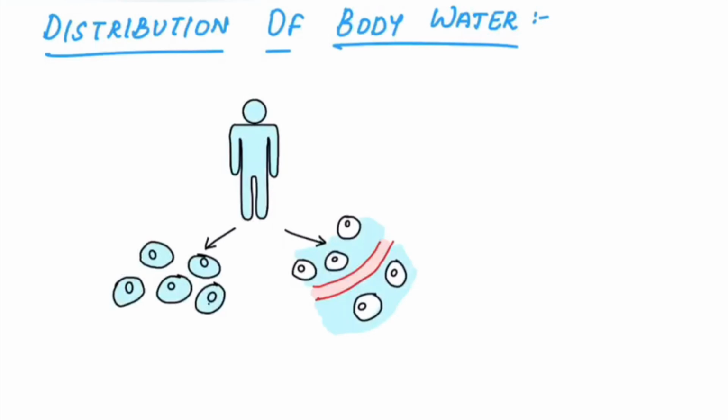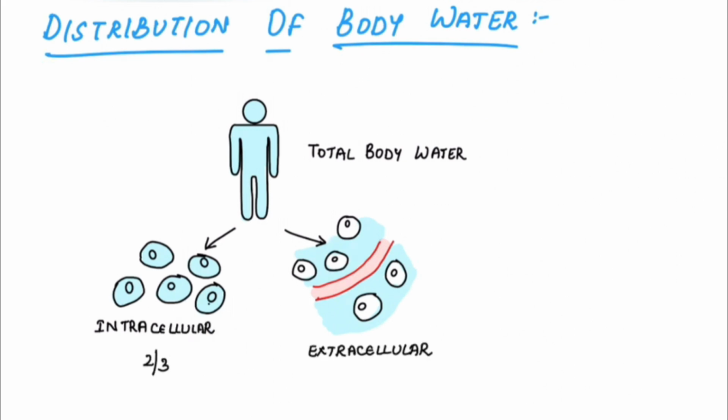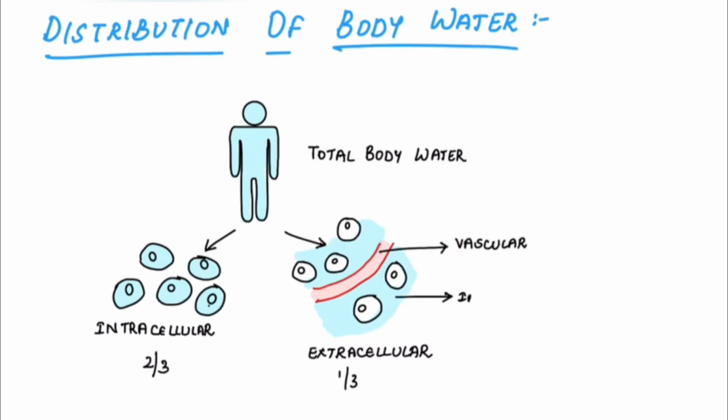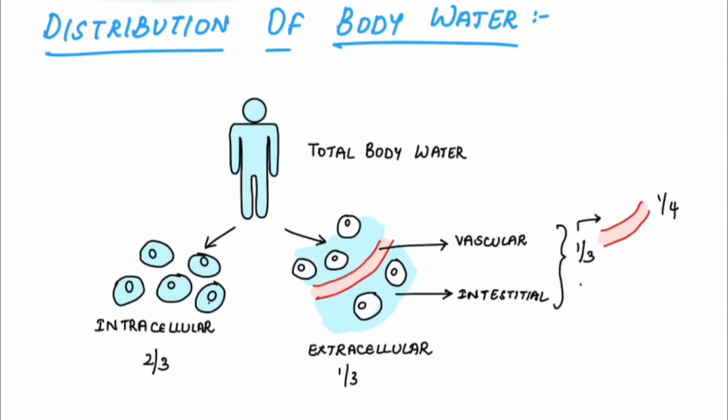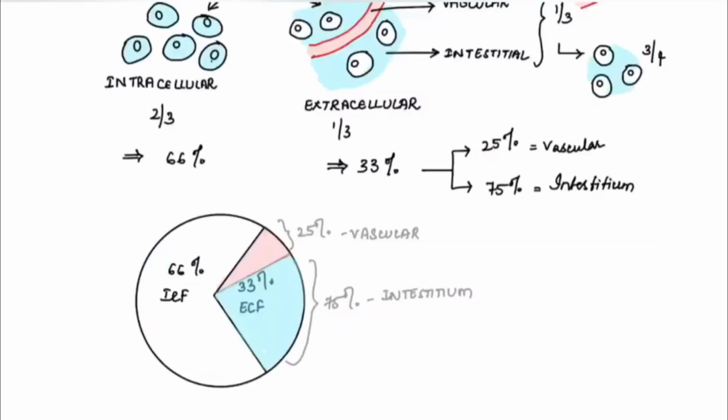So we'll start by looking at distribution of the body fluid water. The total body water is divided into an intracellular compartment, which is inside the cells, which is 2/3 of the total body water, and an extracellular part which is 1/3 of the total body water. Extracellular part again has vascular compartment and interstitial compartment. So this vascular compartment is 1/4 of the extracellular fluid, and remaining 3/4 of the extracellular fluid is the interstitial compartment. So this is the same in the form of a pie chart. An increase in the interstitial fluid compartment is called edema.